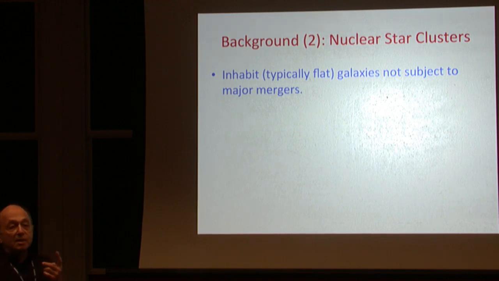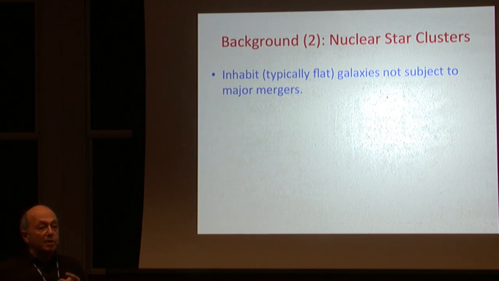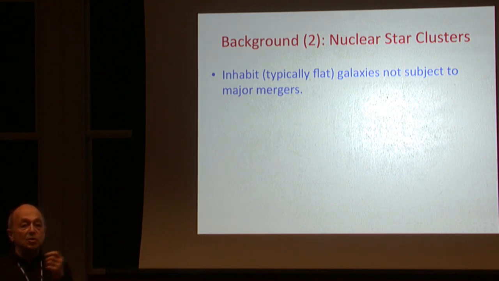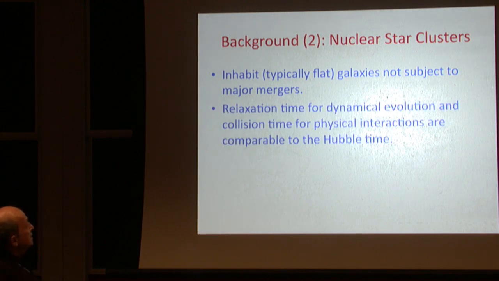And it's clear that nuclear star clusters would not survive very well in a merger, because the black hole that is in another galaxy would come in, and as it came in toward the center, it would tend to disrupt the nuclear star cluster. The relaxation time for dynamical evolution, you can compute from the number of stars, and the collision time for physical interactions are comparable to the Hubble time in the central regions, central parsec of galaxies. So you expect from the numbers of what you see that both these processes might be important.